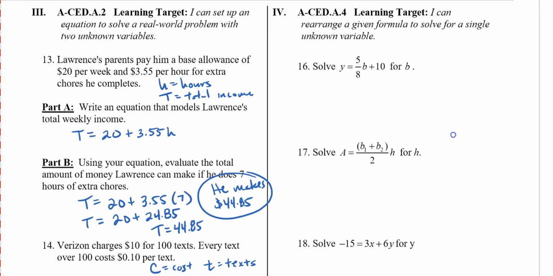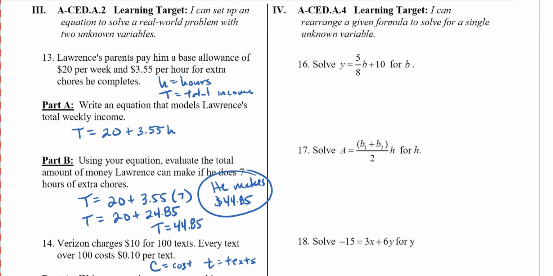Alright, part 4, CEDA4. These are the literal equations where we're solving for variables. So remember at the end of the sentence here where it says 4b, 4h, 4y, that means you're solving so that your final answer is going to say b equals, or h equals, or y equals. So we're getting that variable by itself.